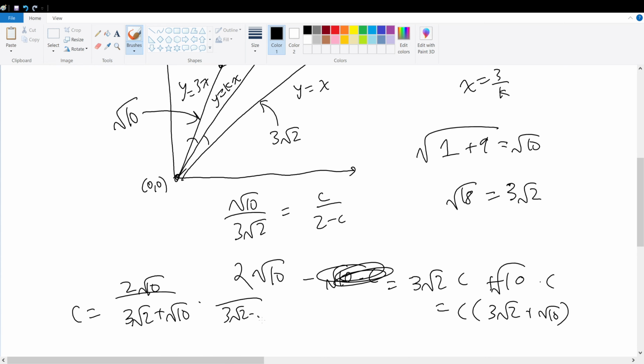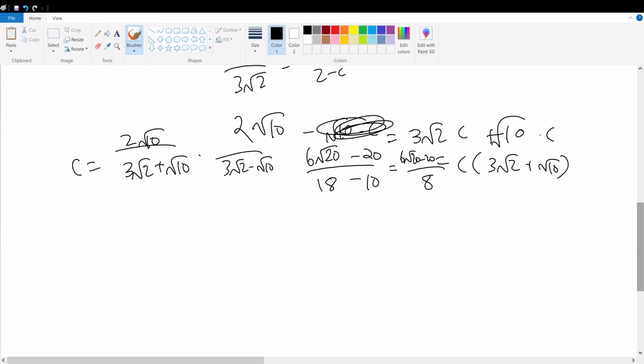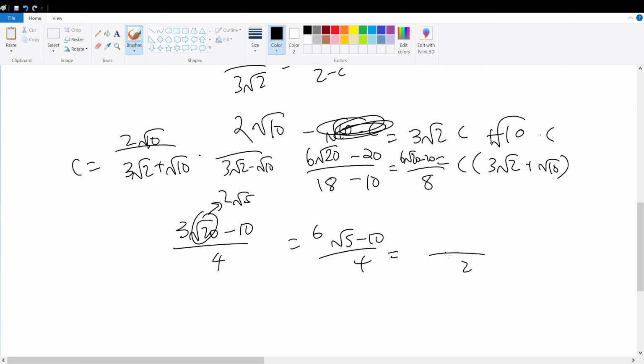3 root 2 minus root 10 on both sides, we get what? We get that's squared, so 18 minus 10, and the numerator is 6 times root 20 minus 20. So this is equal to 8, and 6 root 20 minus 20 can be simplified further, which I know is getting a little bit messy, so bear with me. If you divide by 2 on both sides, that's 3 root 20 minus 10 over 4, and root 20 is equal to 2 root 5, so that becomes 6 root 5 minus 10 over 4, which becomes 3 root 5 minus 5 over 2. So that is equal to c.